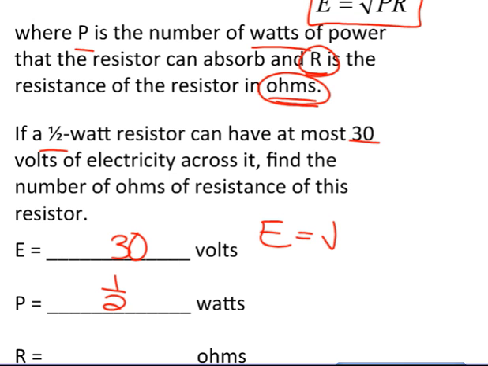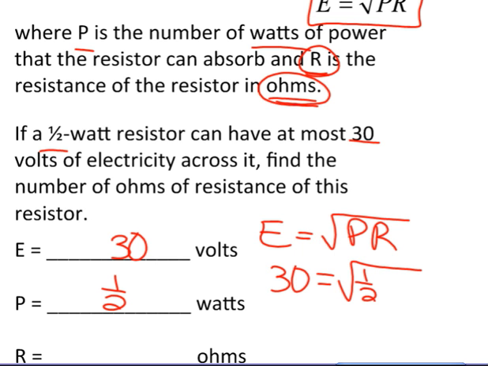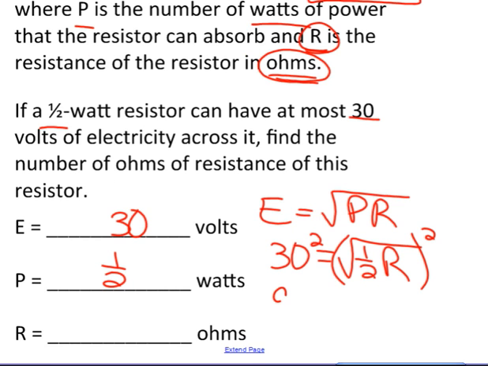E is equal to the square root of P times R. E is equal to 30. P is equal to 1/2. And we don't know what R is. And we have to solve for R. Doesn't matter that this is an R, could be an X, doesn't matter. We're still solving for something inside a square root. So square both sides. 30 times 30 is 900.